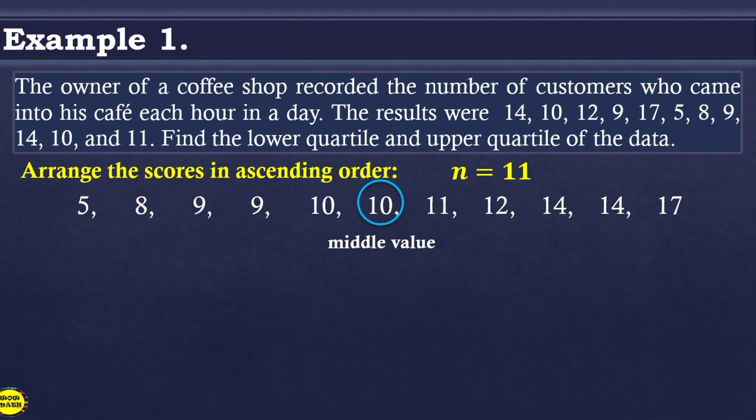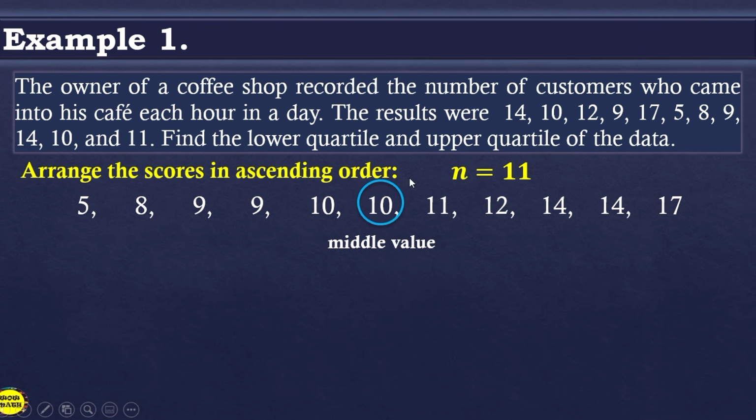So, paano kapag meron kayong dalawang middle value? Halimbawa, dalawa yung gitna nyo, itong 10 and 11, yung middle value nyo. So, anong gagawin? Gagayahin lang natin ang pag-compute ng median: add nyo lang yung dalawa and divide by 2. So, yan yung value ng quartile 2 nyo.